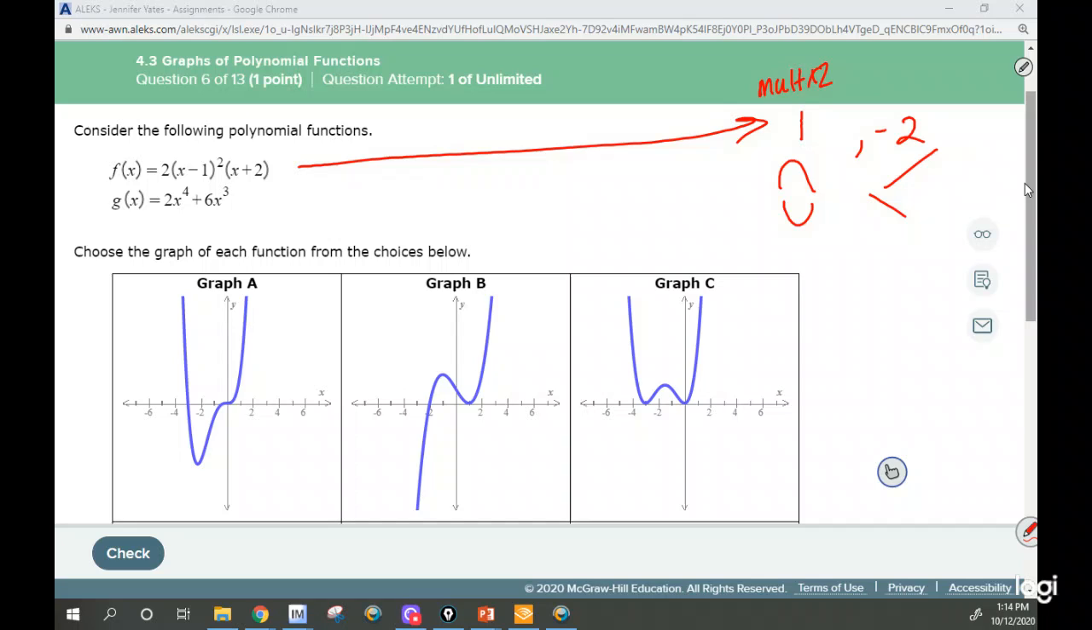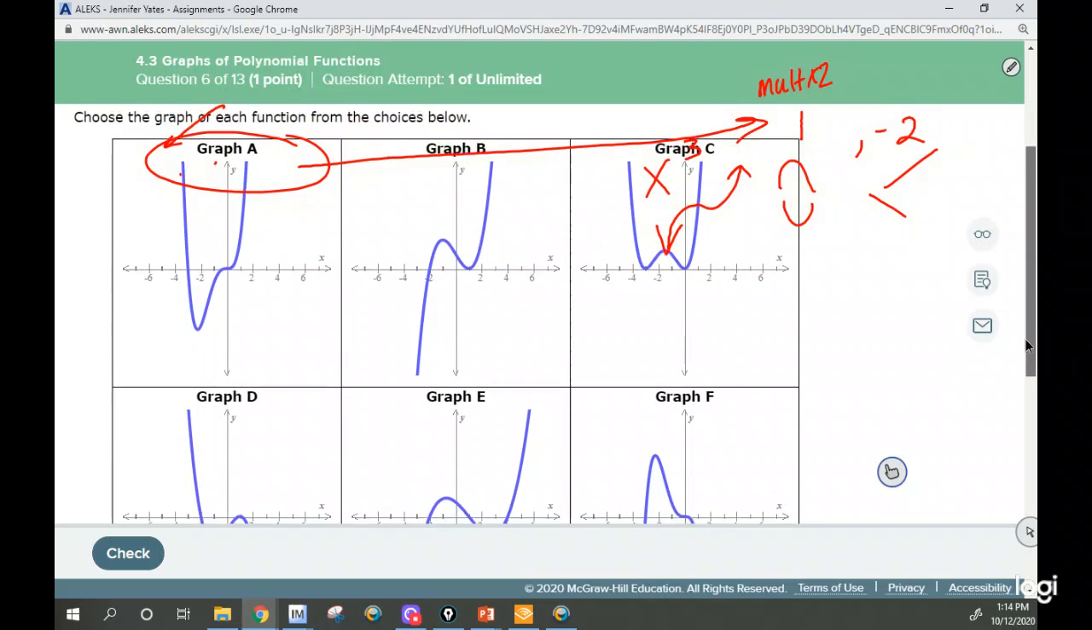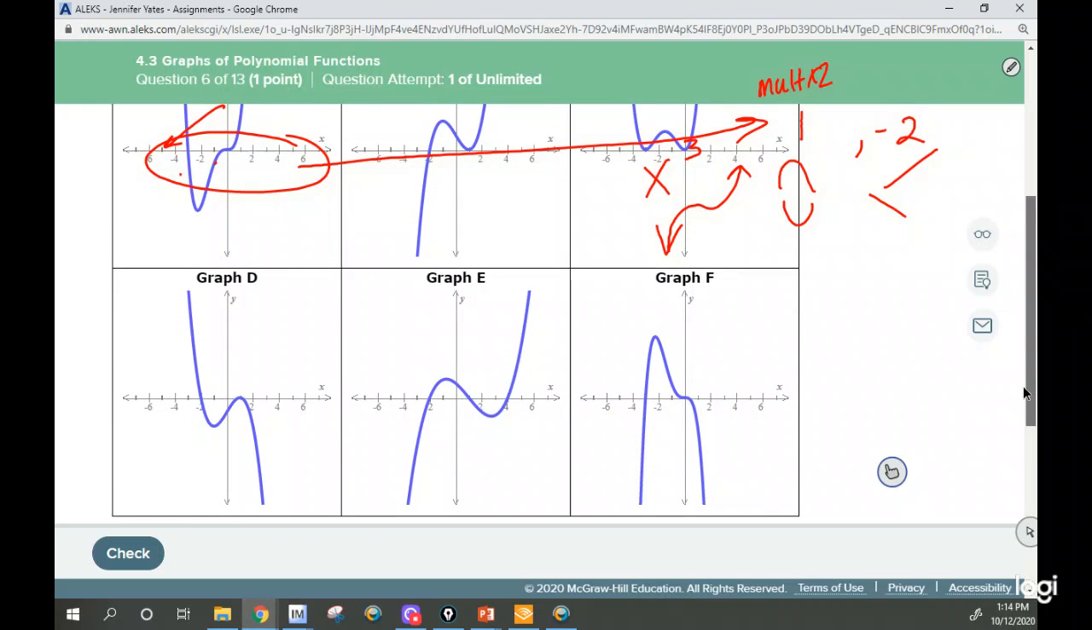All right. And then Grace's question, why do I have to multiply that one out? Because it's in factored form. I want to know its degree. So there's an x squared times another x. I've got an x cubed. And my leading coefficient is positive. So I know left will be down, right will be up. So that puts us between B and E.